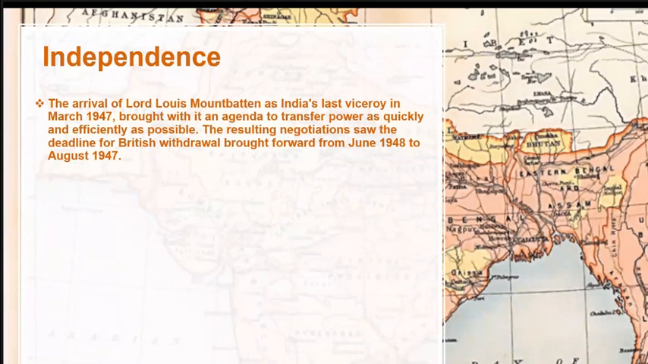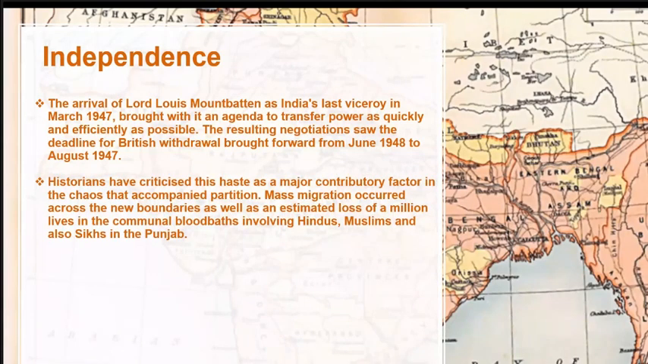There's a film, actually, if you ever want to watch it, it's on Sky, I think, about him. He brought an agenda to transfer power as quickly and efficiently as possible, and the resulting negotiations saw the deadline for the British withdrawal brought forward from June 1948 to August 1947. Now, historians really criticise the haste as a major contributory factor in the chaos that came with the partition, because mass migration occurred across the new boundaries, and there was an estimated loss of millions of lives, and bloodbaths between Hindus, Muslims, Sikhs. It was very chaotic, and I think that they did it too quickly.